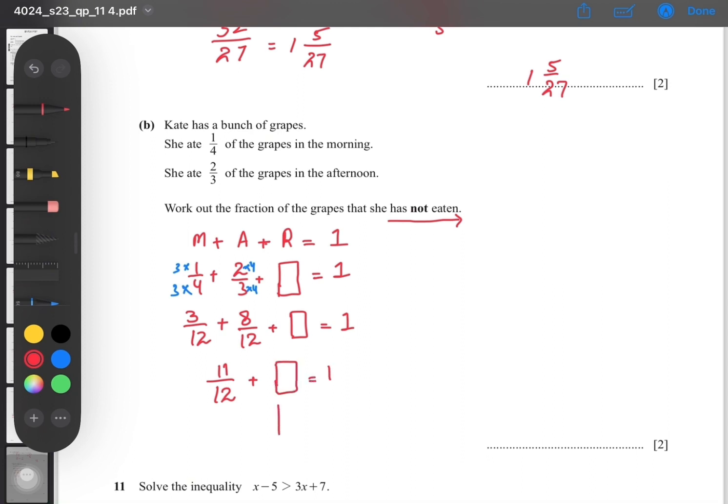So you can easily calculate, that is 1 minus 11 over 12. So again, I need to make the denominator the same. So it will be 12 minus 11 over 12. So it is 1 over 12. So it completes the question.